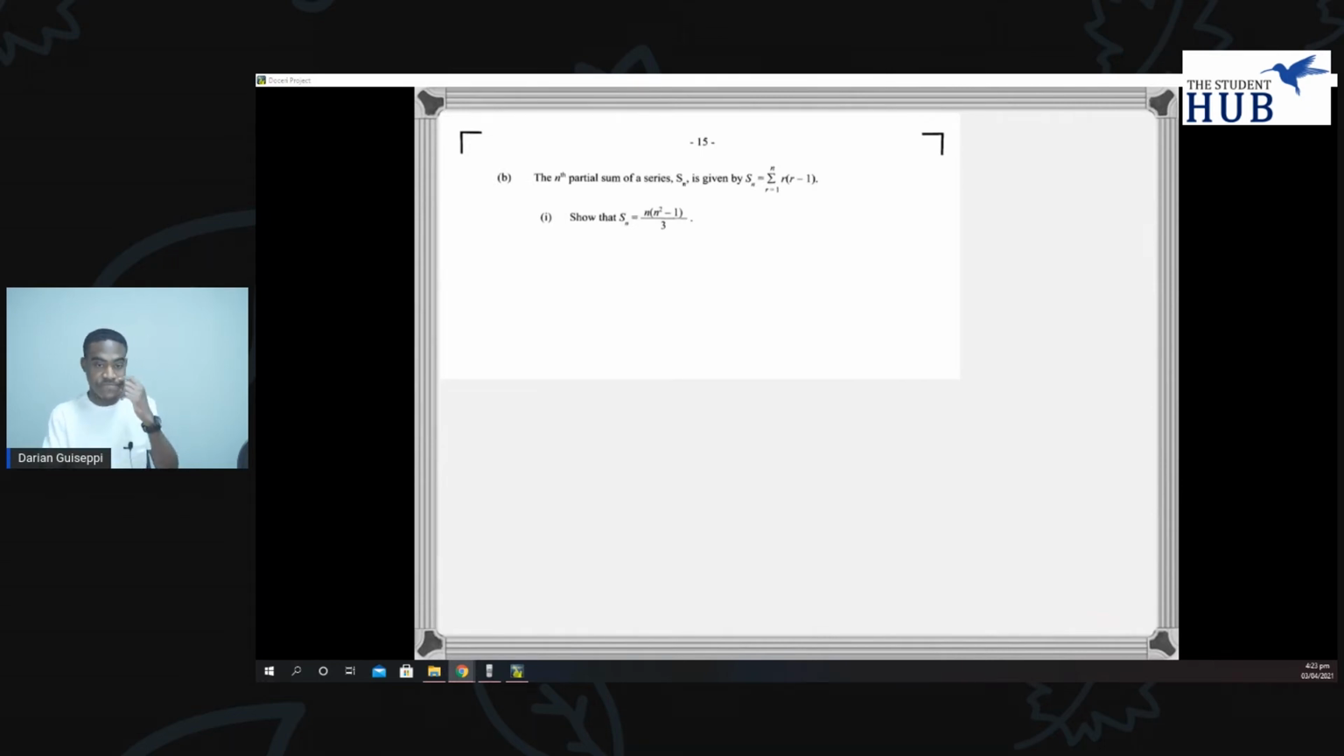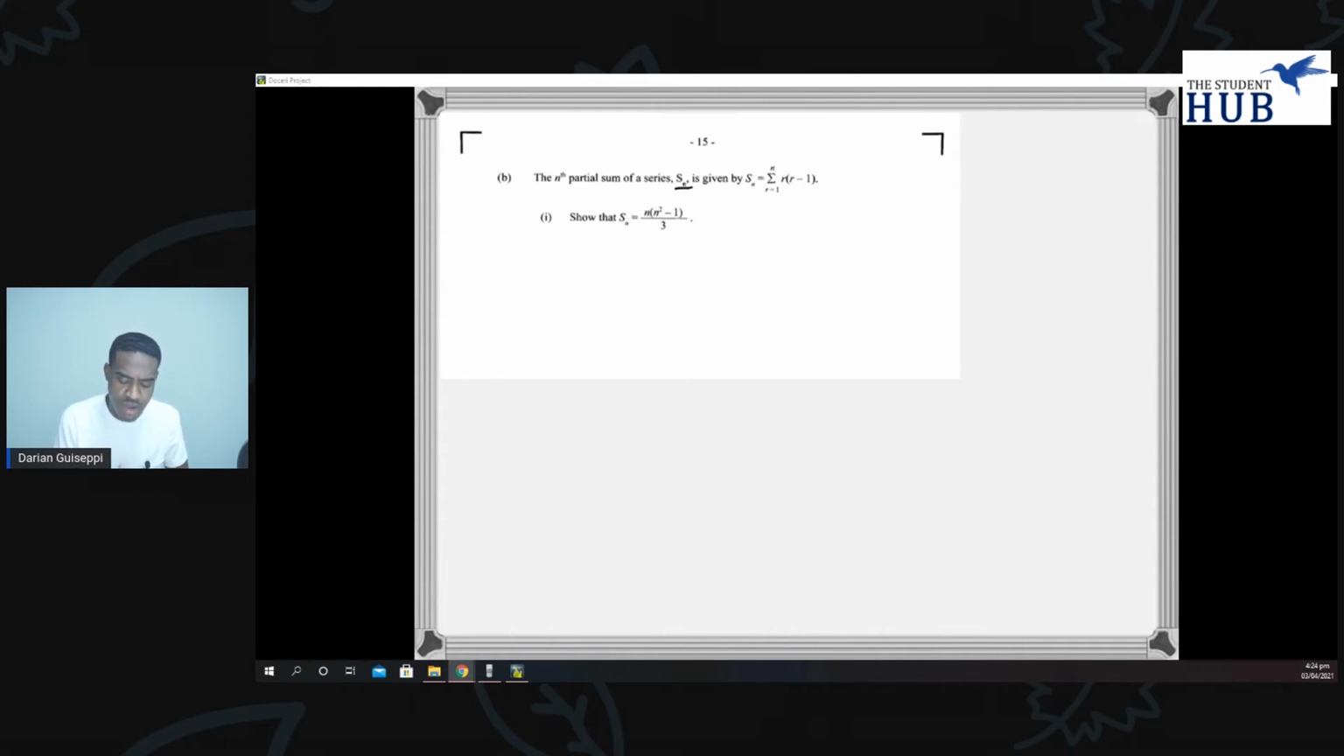This is part B. Part B says the nth partial sum of a series S subscript n is given by this here. What they're asking us to do is to show that the formula for the nth partial sum is given by this. That's basically what this is asking. They're saying to show that S subscript n could be given by this as well, and this is the formula for the sum of the n terms for this particular nth partial sum.